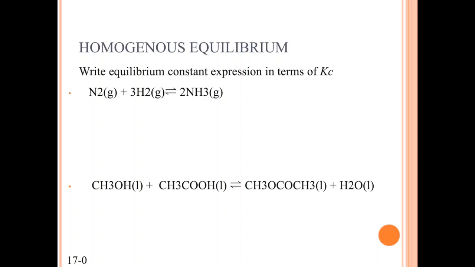So let's consider this example. How do we write the Kc expression for this reaction? Look at the equation that is given. We have N2 gas reacting with 3H2 gas to produce 2NH3. First, we have to identify whether the system is homogeneous or heterogeneous. Look at the state of the first one, it is gas. The second is gas, the third one is also gas. So this is a homogeneous system.